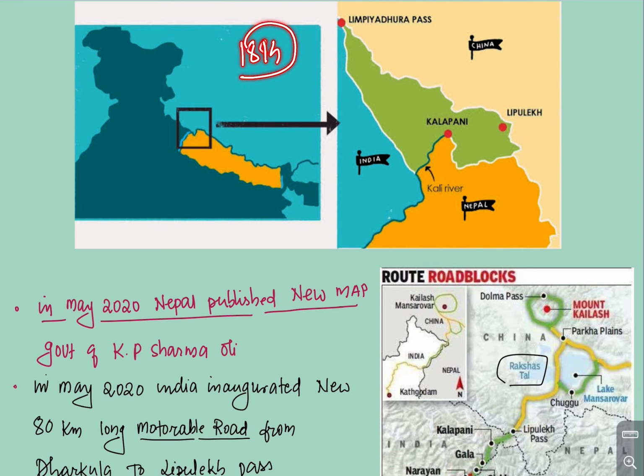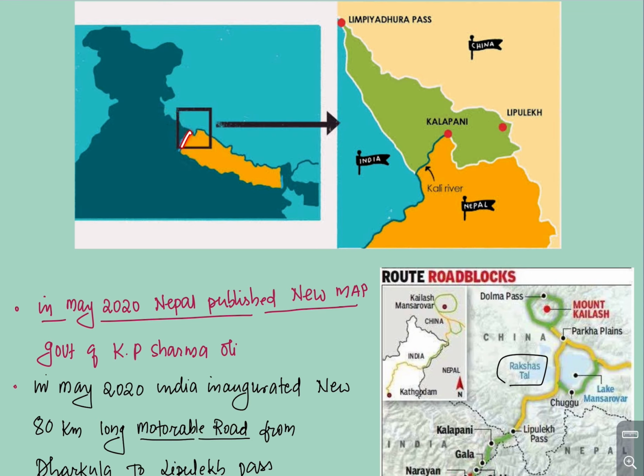In 1814 there was a short war between the British and Nepal. Before this war, this region, that is the Kumaon Garhwal region and the Sikkim region, were part of Nepal. But after the defeat in this 1814 war with British India, Nepal had to cede this territory to British India, and they decided that the river Kali should be the boundary between India and Nepal. So the region east of the river Kali will belong to Nepal, and the region west of the river Kali will belong to India.